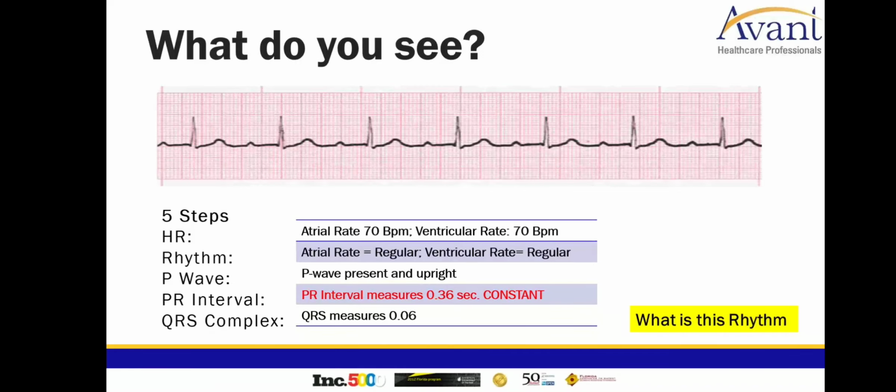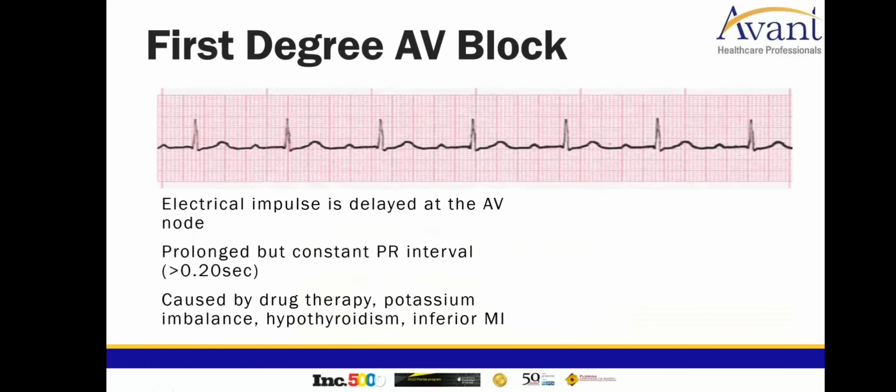Okay. So what do we see here? Everything's pretty interesting. It looks like a sinus rhythm. Everything works out with the heart rate and ventricular rate. It's regular. P's are there. But we see something here: the PR interval measures 0.36 seconds, but it's constant. Well, that seems pretty far, doesn't it? As we know, our normal is 0.12 to 0.20. So with that in mind, what is this called? Well, this is the first of our heart blocks, first degree AV block.